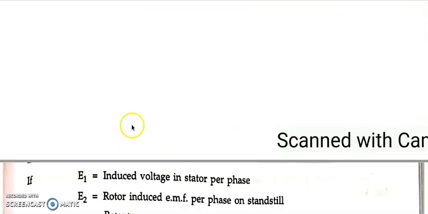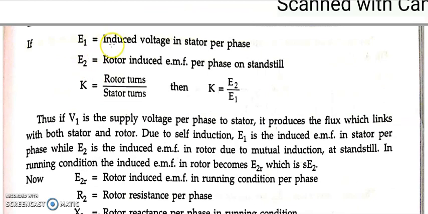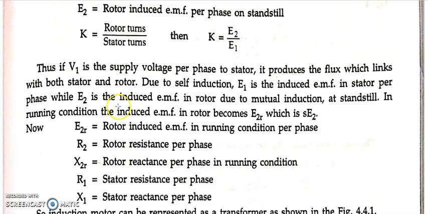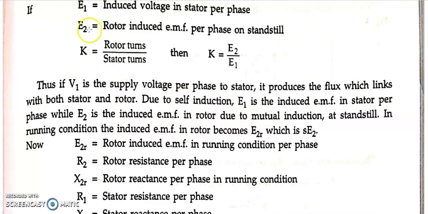Let E1 be the induced EMF in the stator per phase, and E2 be the rotor induced EMF per phase at standstill, meaning when the motor is about to start, when slip is equal to 1. We know the transformer ratio is E2 by E1 or V2 by V1, the same thing. So K is equal to E2 by E1. Now E1 will always remain the same, but E2 will change as per the slip condition.